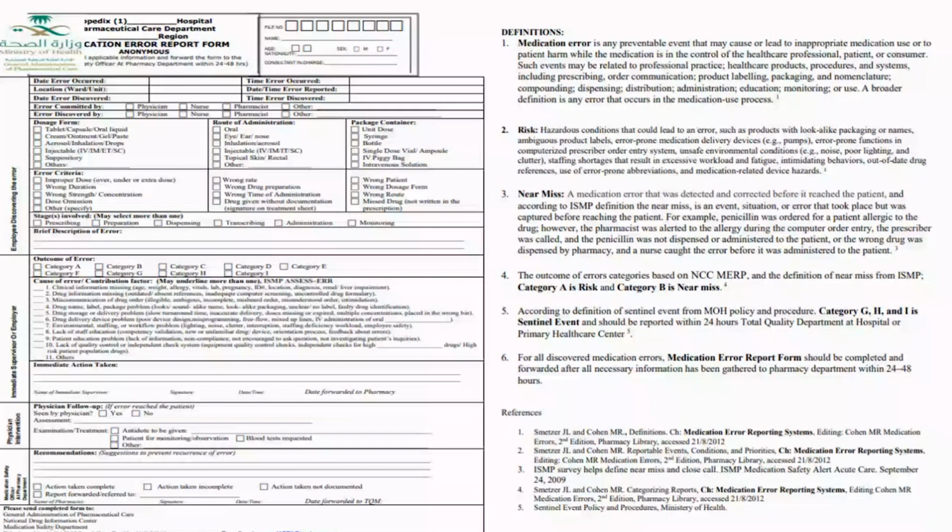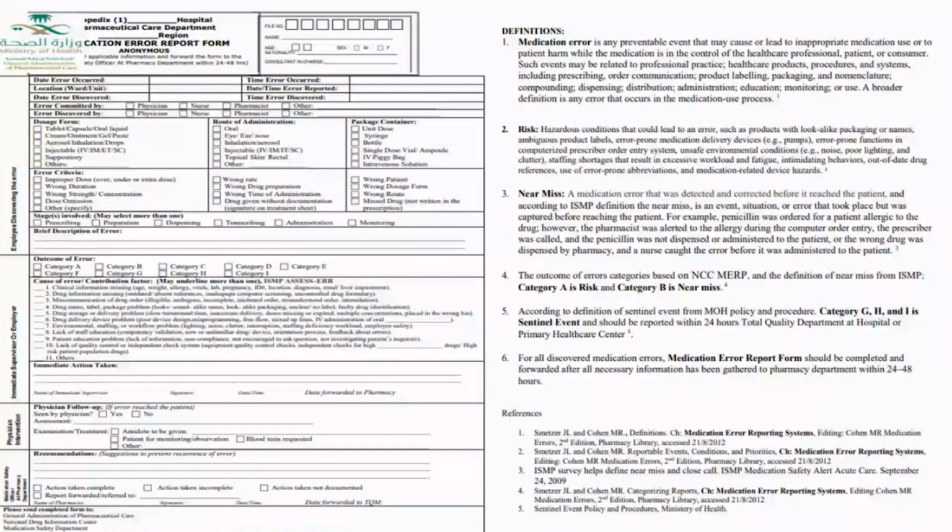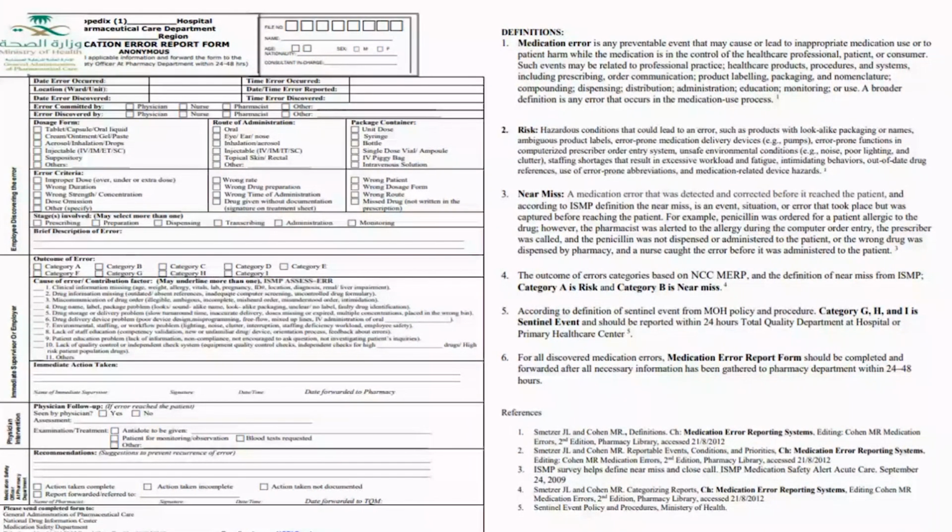You need to identify the date of the error, who committed the error, and which type of error: prescribing, transcribing, dispensing, administration, or even monitoring. You need to identify the outcome of the error and its impact on the patient. Did the error reach the patient? Did it reach the patient but cause no harm? Maybe the patient is harmed and visits the emergency department, or is harmed more and admitted to the hospital.